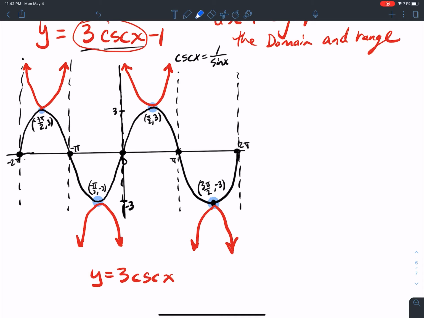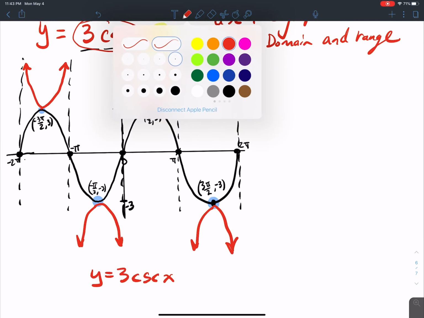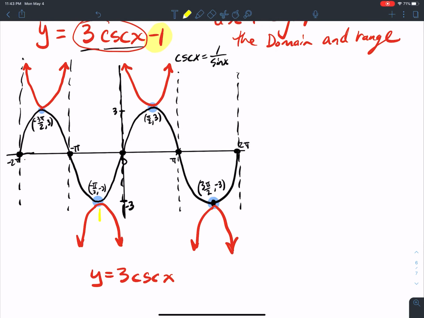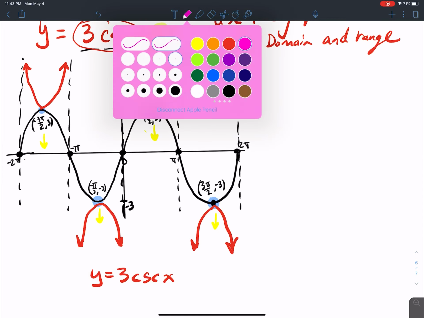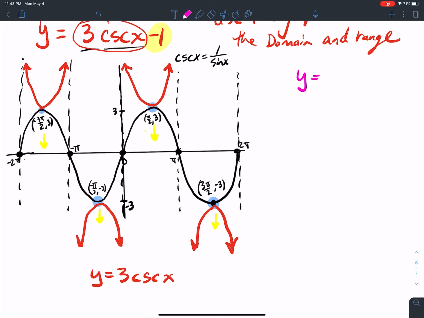What do I want to graph? I want to graph this with minus 1 added to it. So how am I going to add on this minus 1 to everything? Well, I'm going to shift everything down. I'm going to shift it all down 1. So the graph of y equals 3 cosecant x minus 1. What does it become?